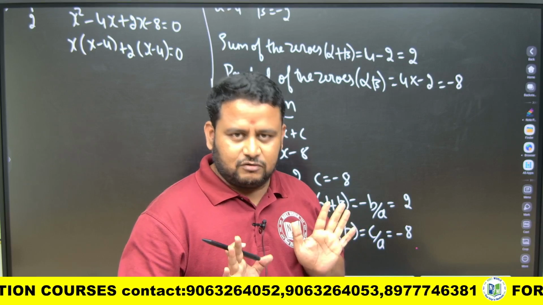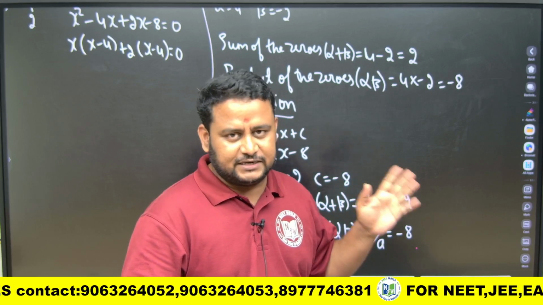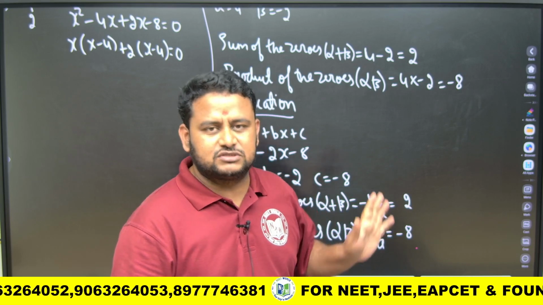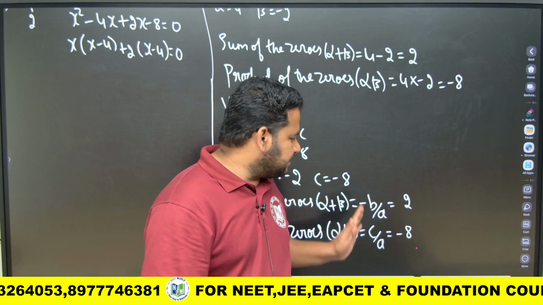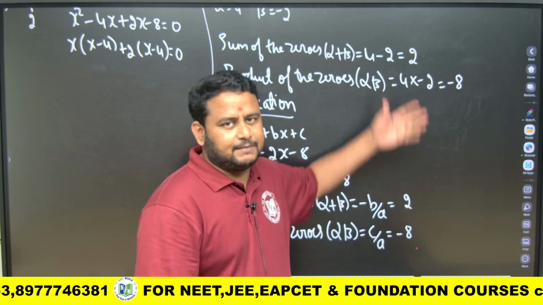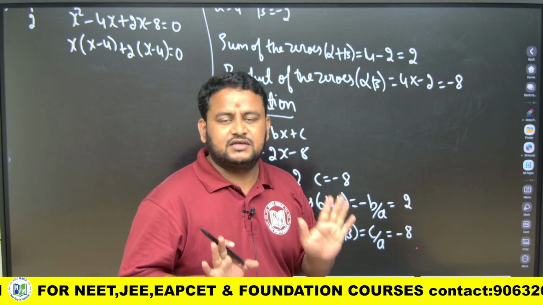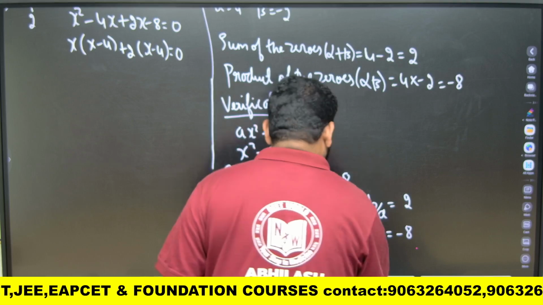Clear? First we found the zeros using splitting the middle term, then we put the zeros as alpha and beta, then we found the sum of the zeros and product of the zeros directly, then we used the formula method which we learned, that is sum of the zeros is minus b by a and product of the zeros is c by a. Then we compared them and we got the same value, so it is verified, friends. Like this you have to verify very carefully. Clear? Let us move to the next question, friends.